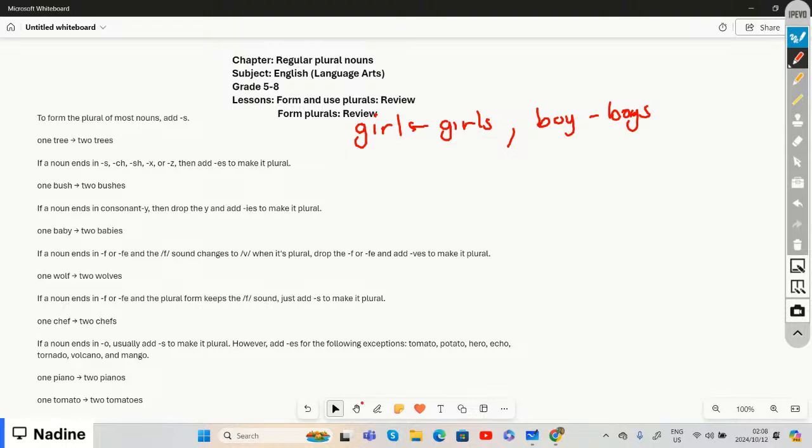So now we said that in order for us to form plurals of most nouns, we just add an s, like we showed on the screen. One tree, two or more trees.